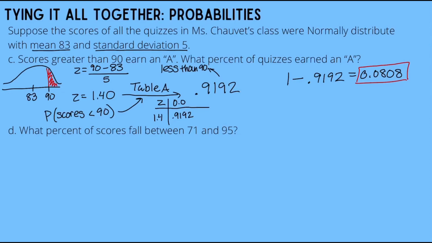If we're looking at what percentage of scores now fall in between two numbers, we need to do a couple extra steps here that we didn't do before. So again, we have our curve with our mean, and this time we're looking at 71 and 95. And we want to find out what is in between those two numbers. What is the probability of getting in between that? So this time we need to take two separate z-scores. So we need to take the z-score for 95, and we need to take the z-score for 71.